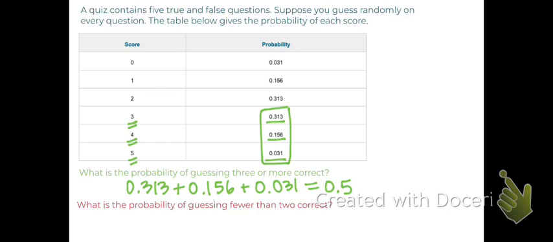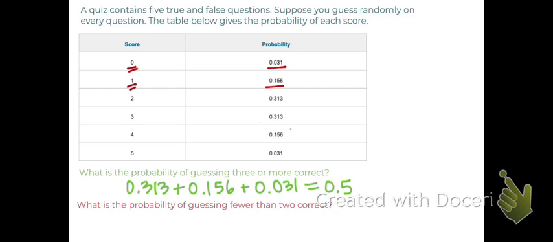What is the probability of guessing fewer than 2 correct? All right, which rows are we talking about? Fewer than 2. Well, 0 is fewer than 2. So we'll look at this probability. 1 is fewer than 2. So we'll look at this probability.